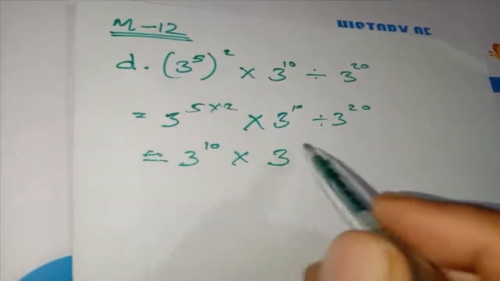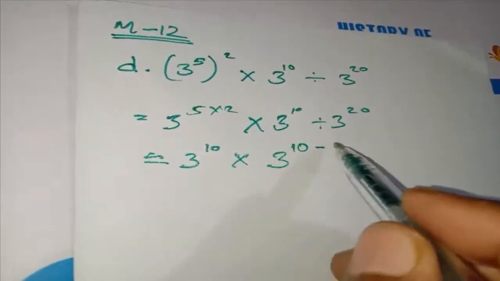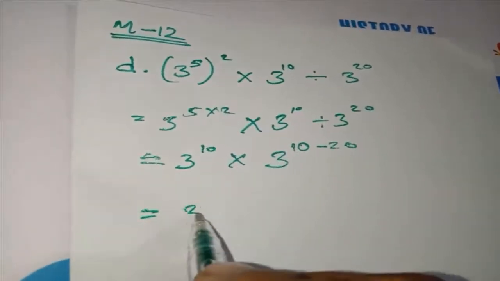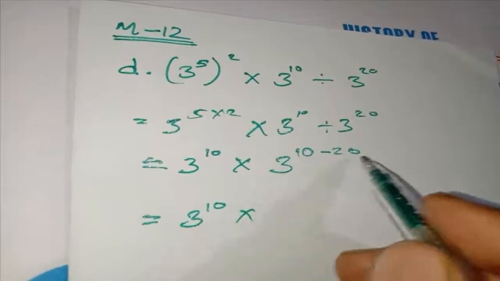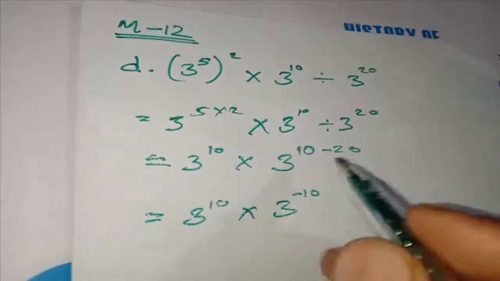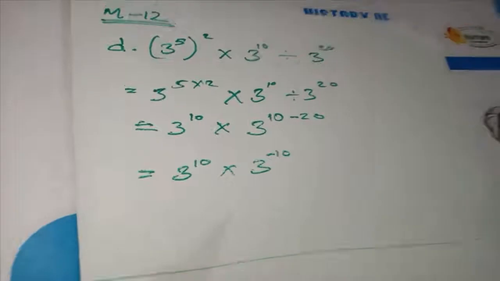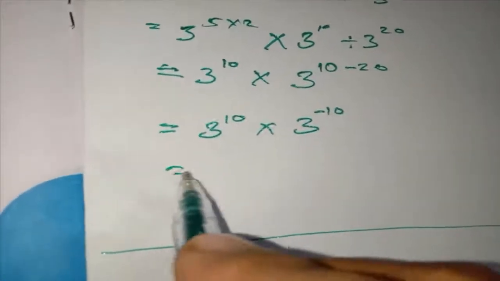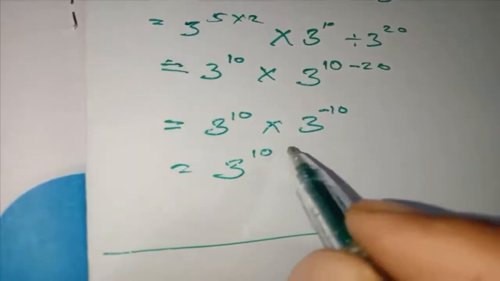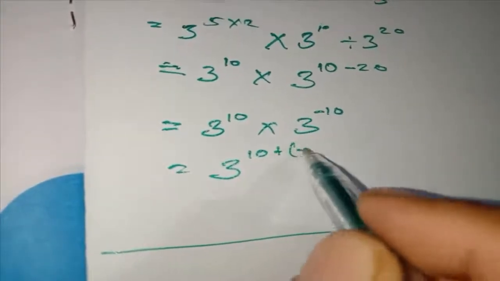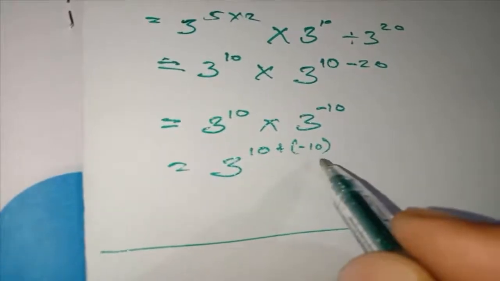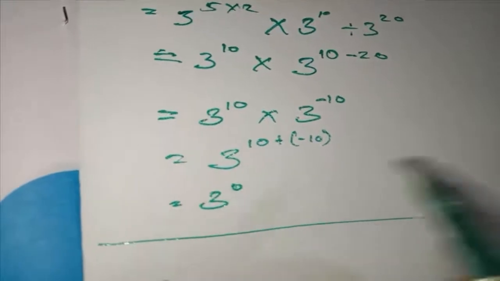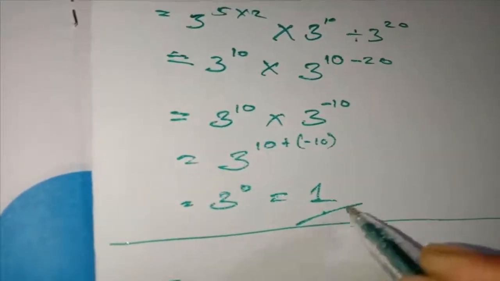So multiplied by 3 to the power 10 minus 20. So this will be 3 to the power 10 multiplied by 3 to the power minus 10. See, 10 minus 20 is minus 10. Now the bases are same, the exponents are different, and there is a multiplication sign. So we will write 3 to the power 10 plus minus 10. So 10 plus minus 10 is 10 minus 10, which will be equal to 3 to the power 0, and anything to the power 0 is equal to 1.